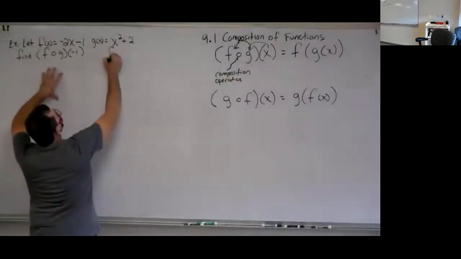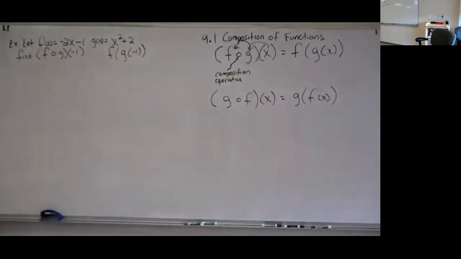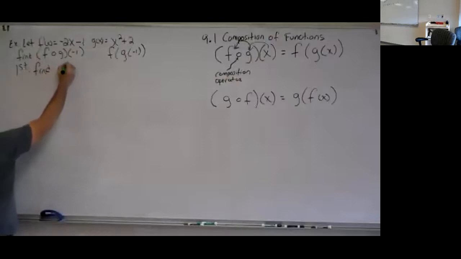So this is just like F of G of negative 1. So you write it like that, okay? Which means I got to figure out G of negative 1 first. Once I find G of negative 1, I'm going to put that answer into my F equation and find that. So first thing we're going to do is find G of negative 1. To find G of negative 1, I'm going to take that G equation, and in place of X, I'm going to put negative 1.